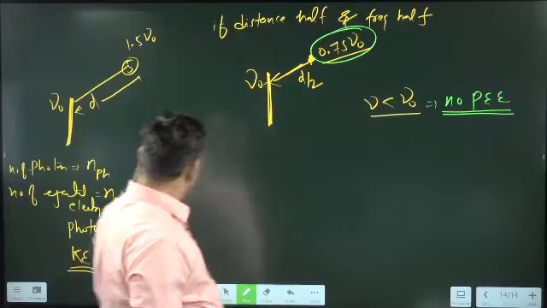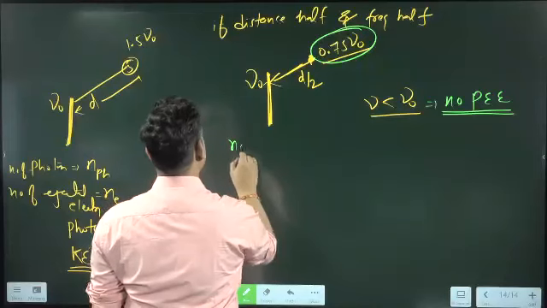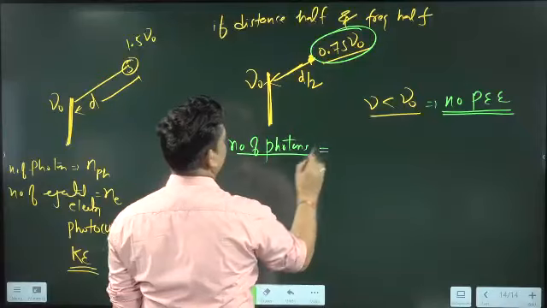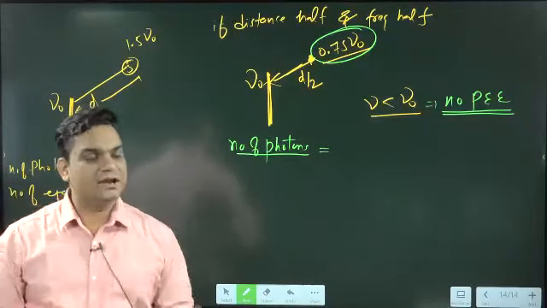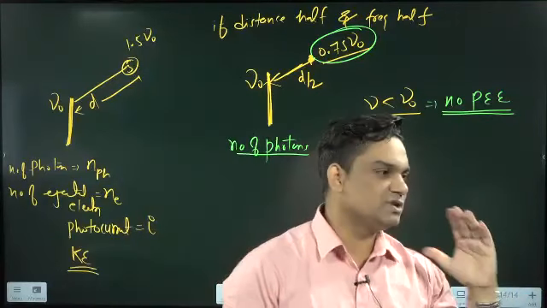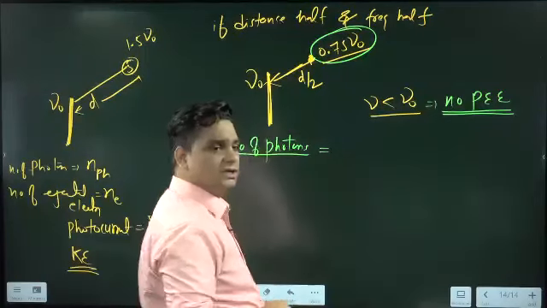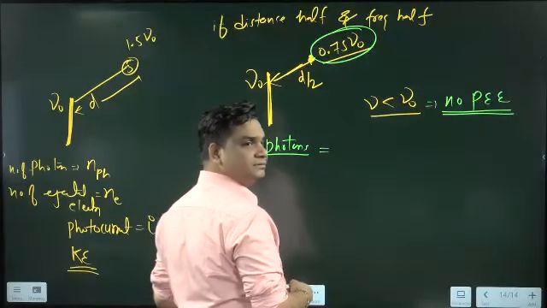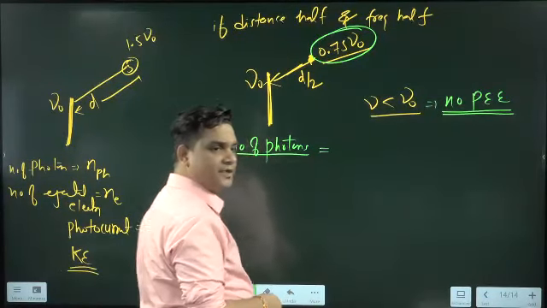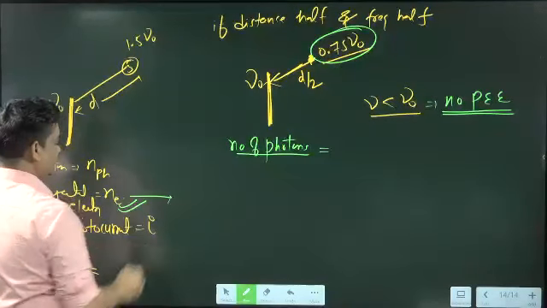Now we have to answer all these things. So what about the number of photons now? Number of photons will be there or not there? Number of photons will be increased because ultimately distance is reduced, so number of photons are going to increase. How much can we say here? Okay, four times. Yes, and what about this thing?